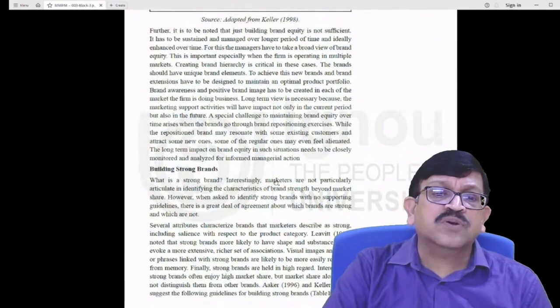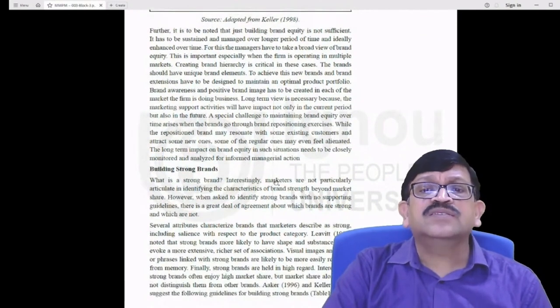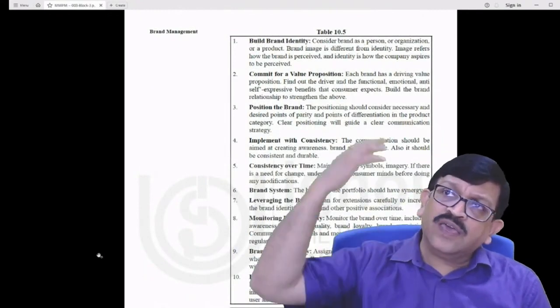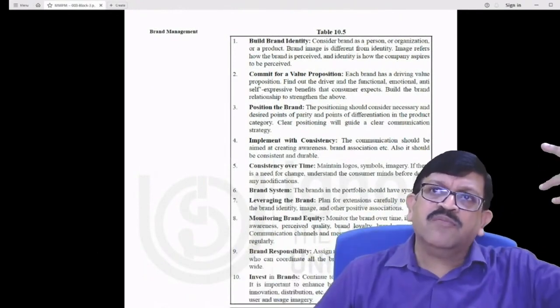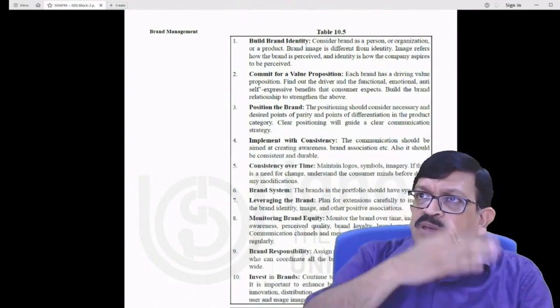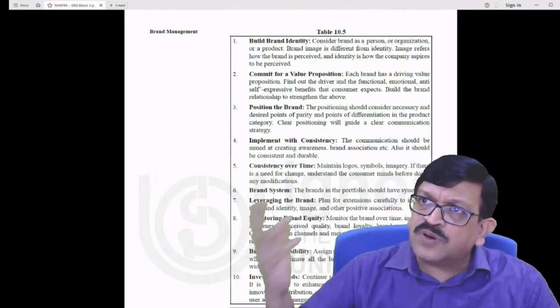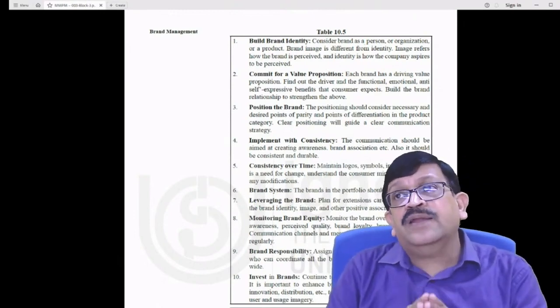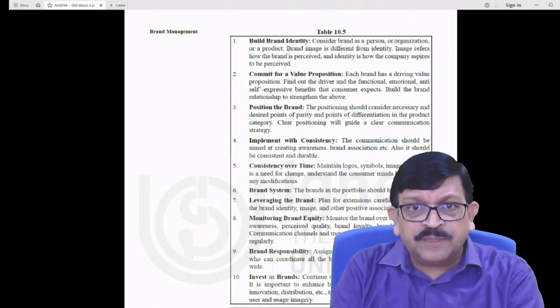Next, we move into what is a strong brand. A strong brand is one which engages with the customer in terms of very high image dimensions, as well as the product, the way the product is unfolding. The product capabilities in terms of various product categories become so critical that the brand is able to become an asset.